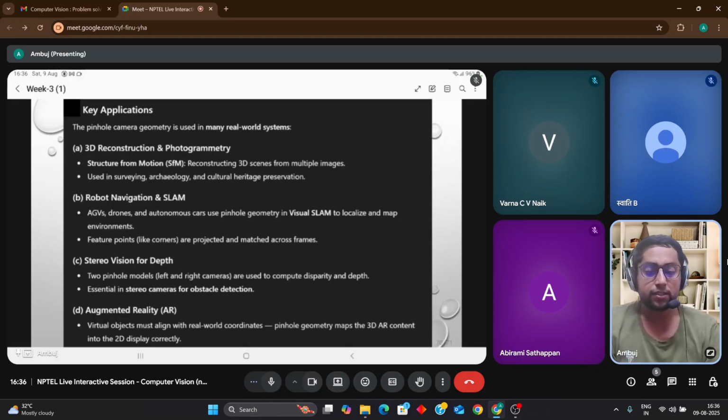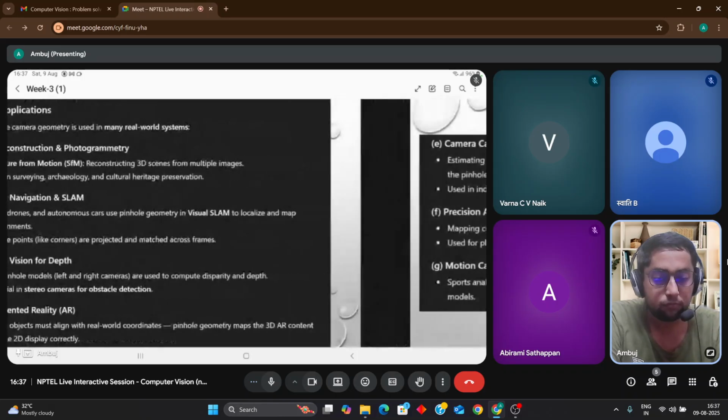So feature points like corners are projected and matched across frames. In case of stereo vision for depth, two pinhole models are used to compute disparity and depth, and essentially in stereo cameras for object detection, this particular concept is very, very important. For augmented reality, virtual objects have to align with the real world coordinates. Pinhole geometry will be exactly used.